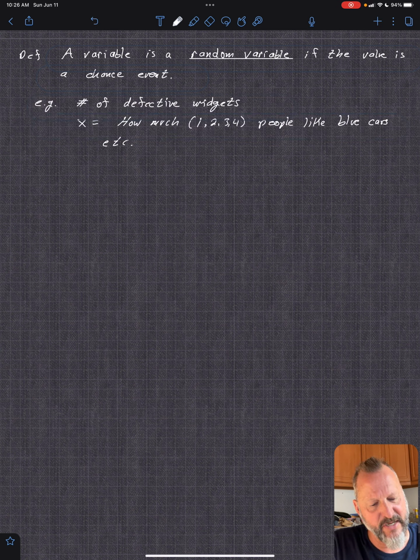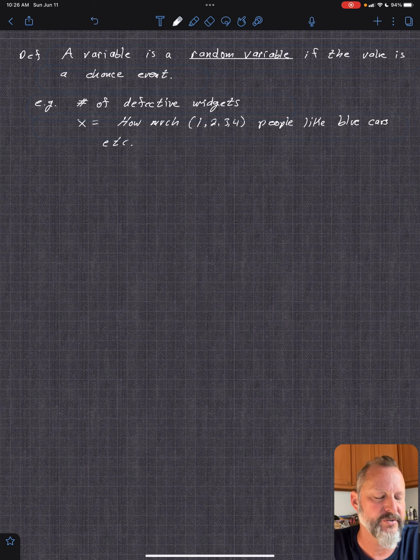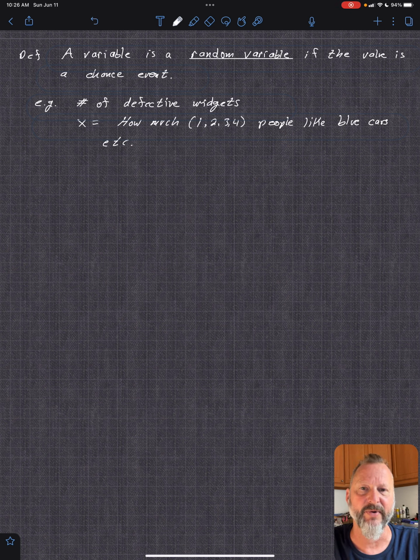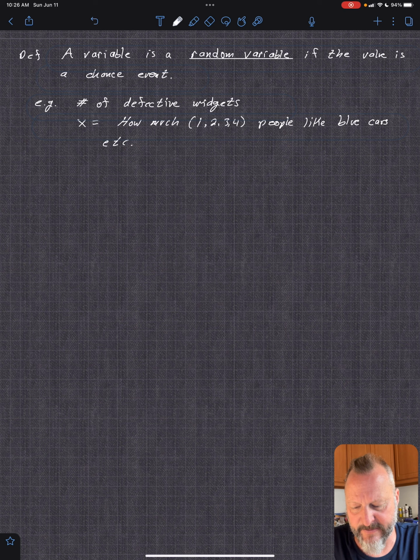These are just more examples. Number of defective things, widgets, bolts, whatever. The number of them is a random chance, so that's called a random variable. You could randomize how many people like blue cars. Again, you're doing a sample, and that's a random variable. The nature of sampling itself has to be random, and we call that a random variable. Okay, so you get the idea there.